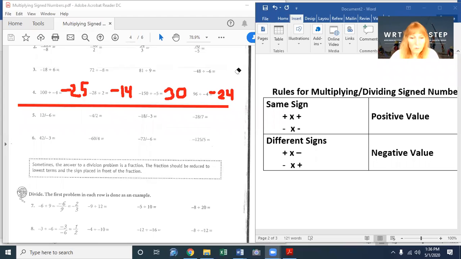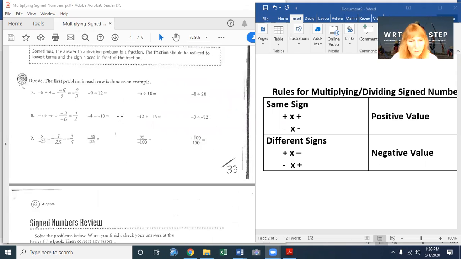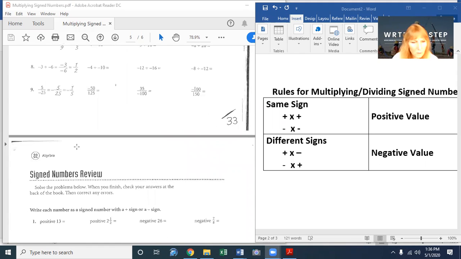Let's take a look at row 9. I'm going to clear my drawings. And if at any time you need to pause the video, feel free to do so and write down the answers or take notes, whatever you need to do. We're going to go over to row 9 here. The first one's done for us, so let's go on to the next one.